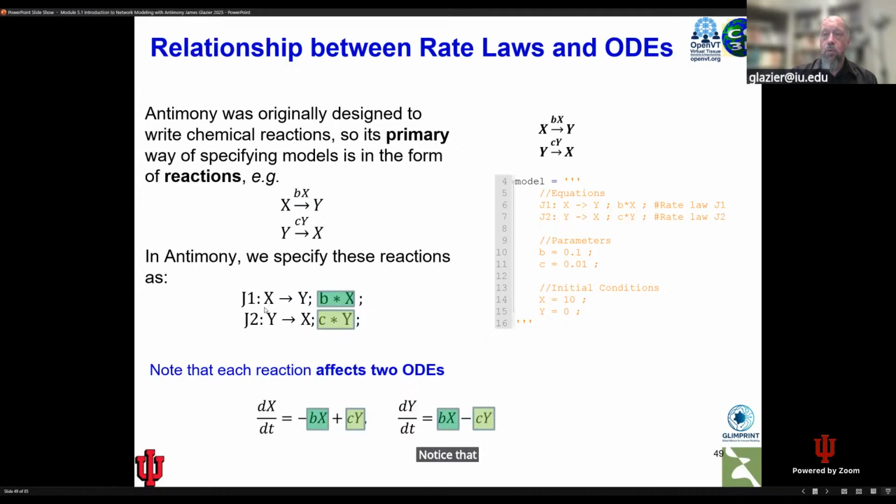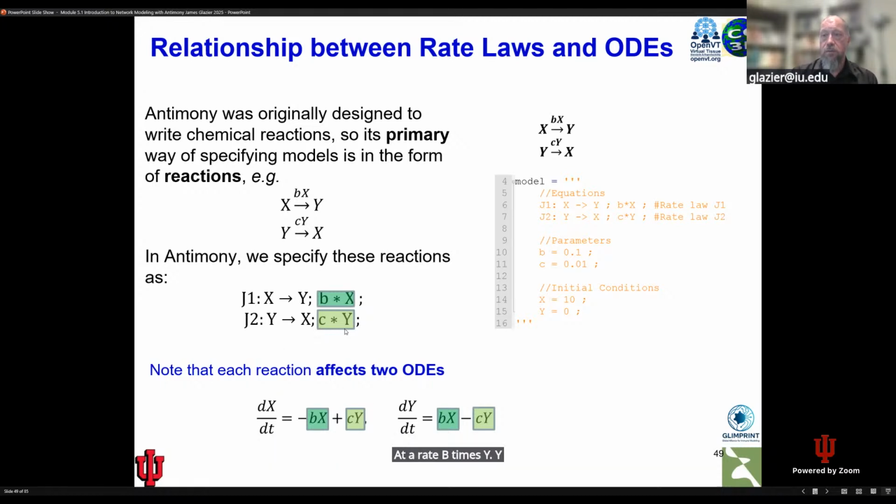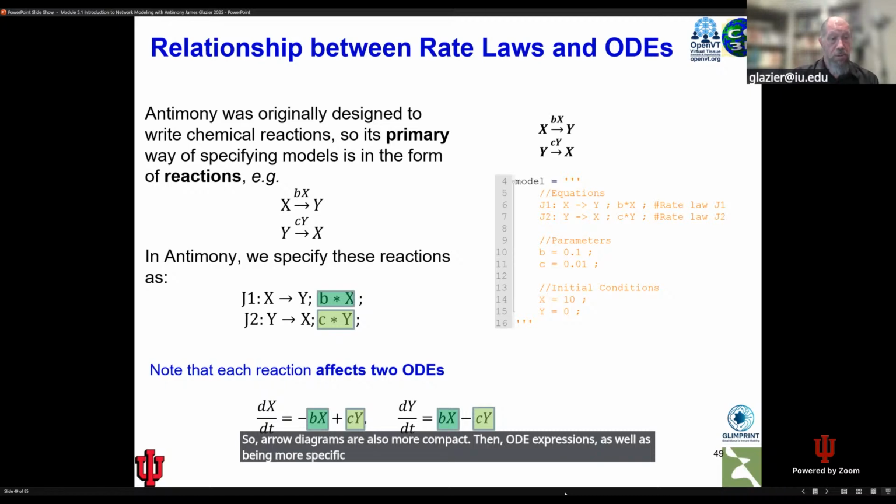Notice that one chemical reaction, X goes to Y, affects two different ODEs, because this is the rate at which X is converted to Y. So I reduce the amount of X at a rate B times X, and I increase the amount of Y at a rate B times X. Y goes to X at a rate C times Y, increases the amount of X at a rate C times Y, and decreases Y at C times Y. So arrow diagrams are also more compact than ODE expressions, as well as being more specific and more portable.